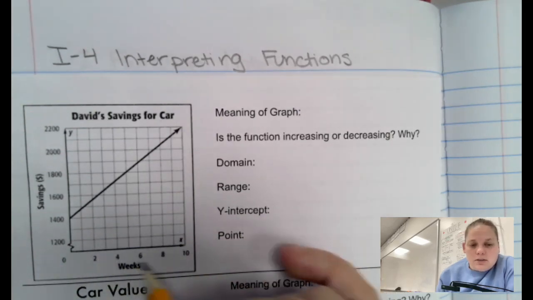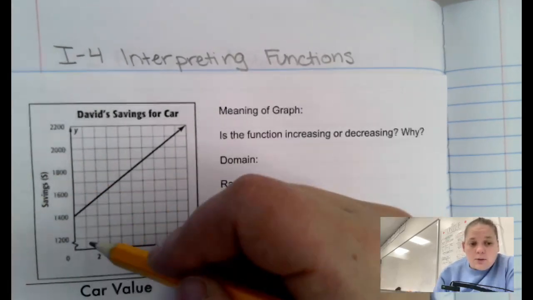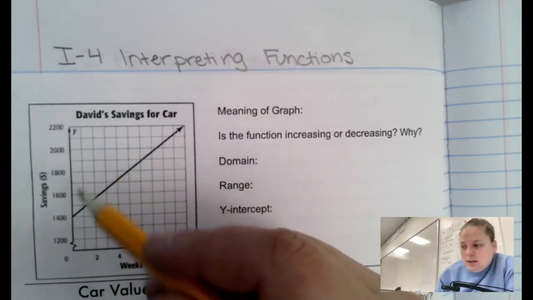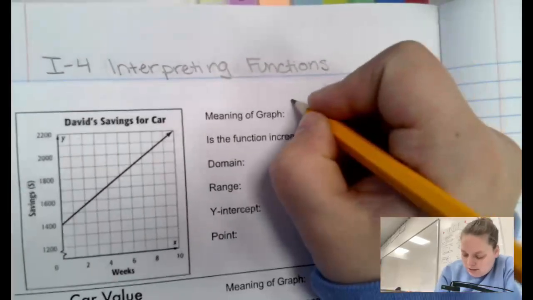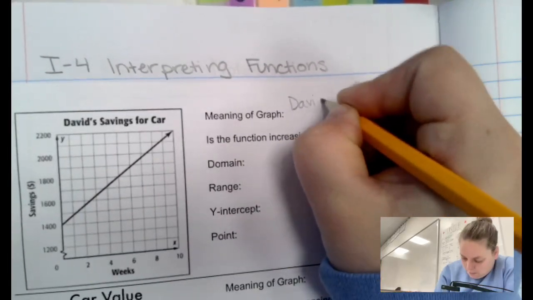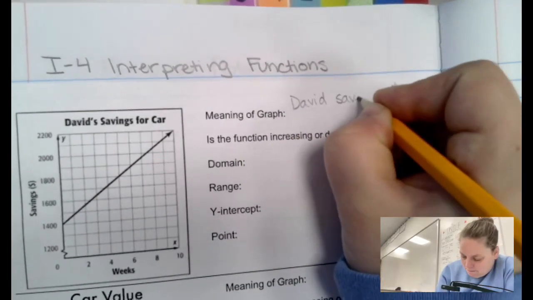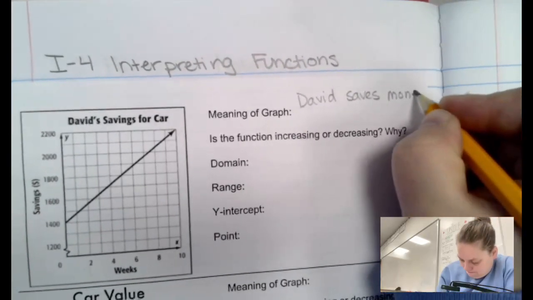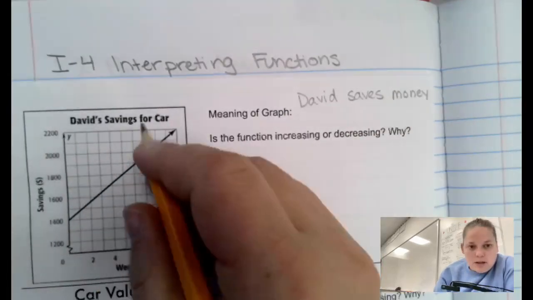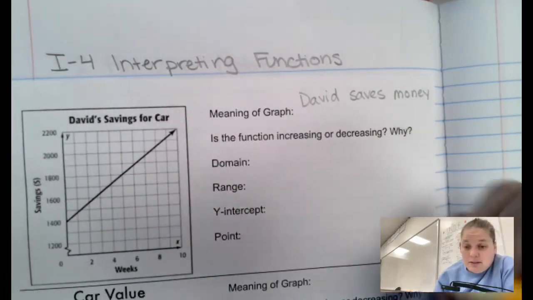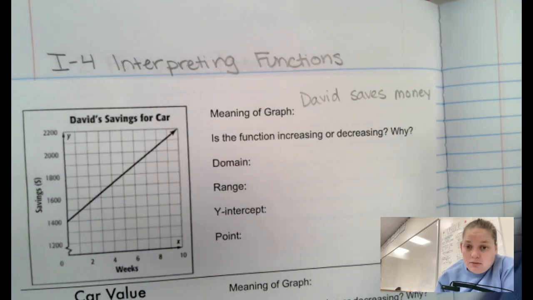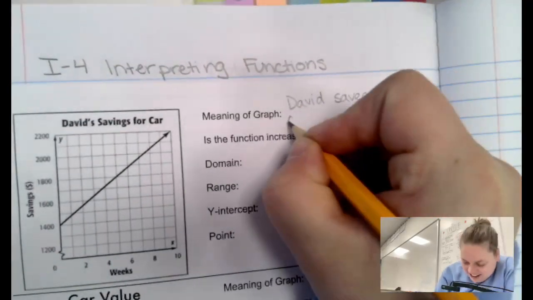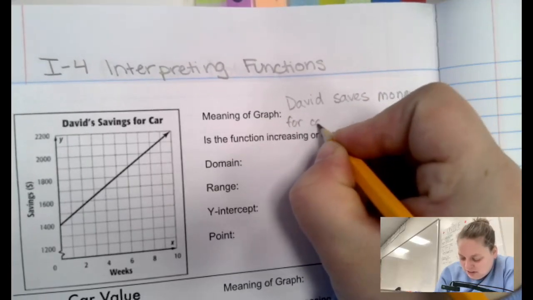It's our weeks. So we're counting weeks. And then here we have our savings and money. So it must be that he's saving money after weeks. So David saves money for a car. So we're talking about money. That part's not really in here. Could be saving, I don't know, lollipops for a car. Okay, so he's saving money for a car, and we're measuring it in weeks, so each week.